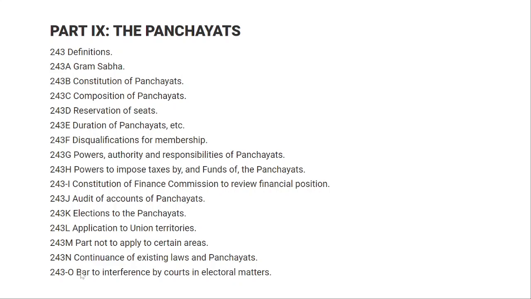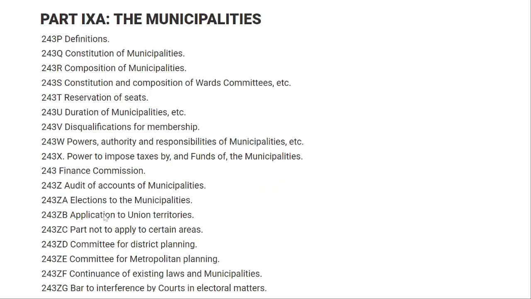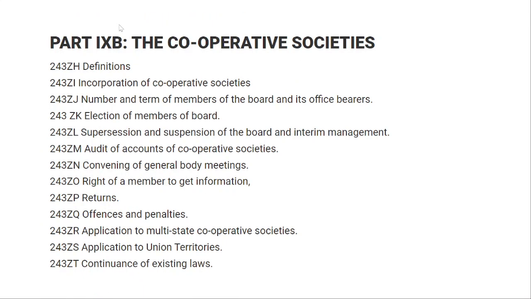Then 243P starts for municipalities, and the same thing repeats again. For municipalities, P onwards, and Z is audit. E was duration there; here it is U for duration. V is disqualification. ZG is bar to interference by courts. So from P you go to ZA, ZB, ZC up to ZG. After that, ZH onwards you have cooperative societies. This is Part 9B, which has been relatively recently added. That particular amendment is also very important. We'll look into that. This goes up until ZT.